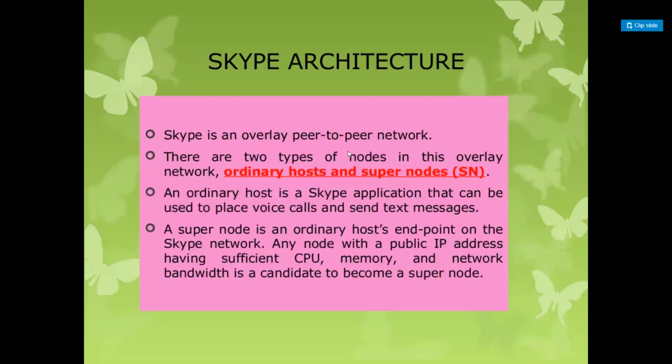Coming to the Skype architecture, Skype is an overlay peer-to-peer network. Why are we discussing Skype? Because Skype is the example of an overlay peer-to-peer network. There are two types of nodes in the overlay network, that is the ordinary host and the super host or super node, SN, called SN or SH, super nodes or super hosts. An ordinary host is a Skype application that can be used to place voice calls and send text messages.